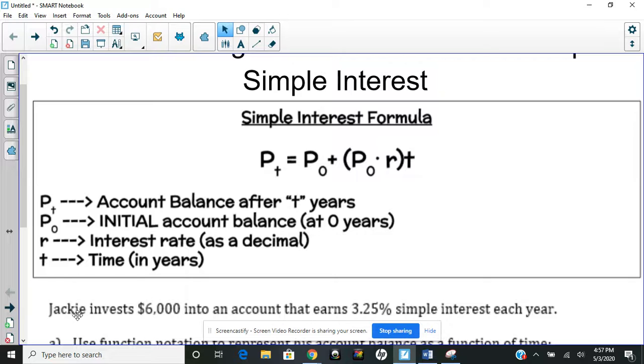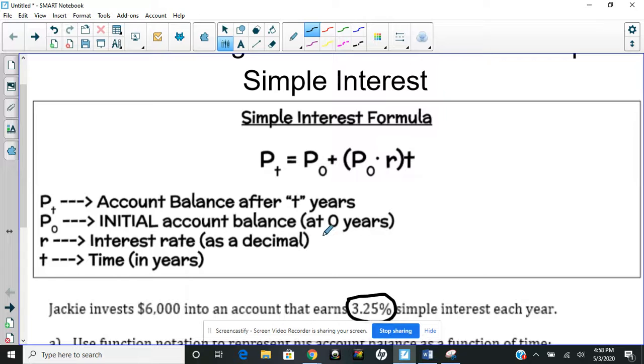In the problem below, Jackie invests $6,000. $6,000 is going to be our P of 0, our initial investment. The R is the interest rate. This is where it gets a little bit tricky, and this is where I saw the most errors. The interest rate has to be written as a decimal. In the problem below, we've got 3.25%. That's a percent. To change a percent to a decimal, you need to move the decimal place to the left twice, or you have to divide by 100.